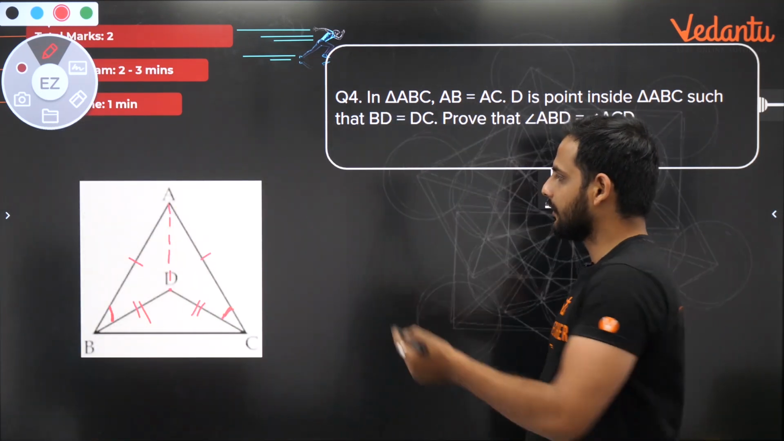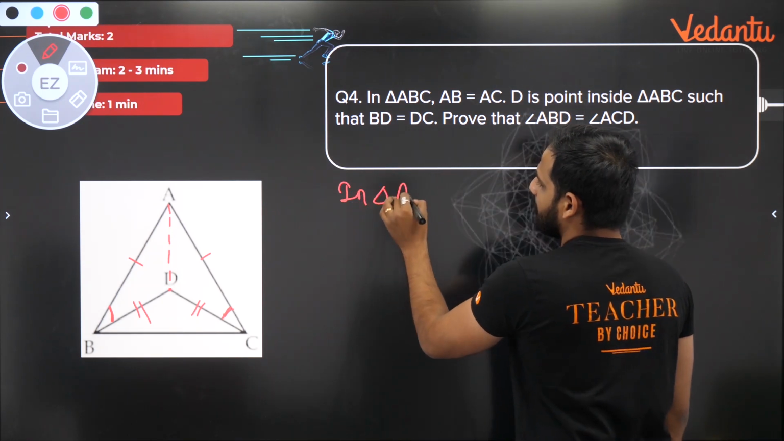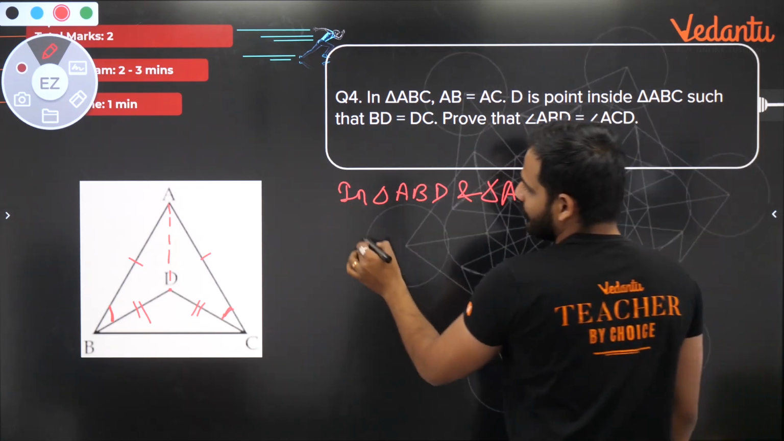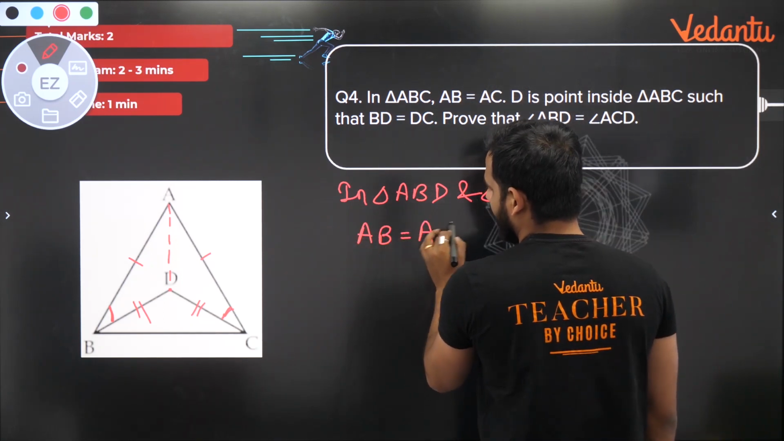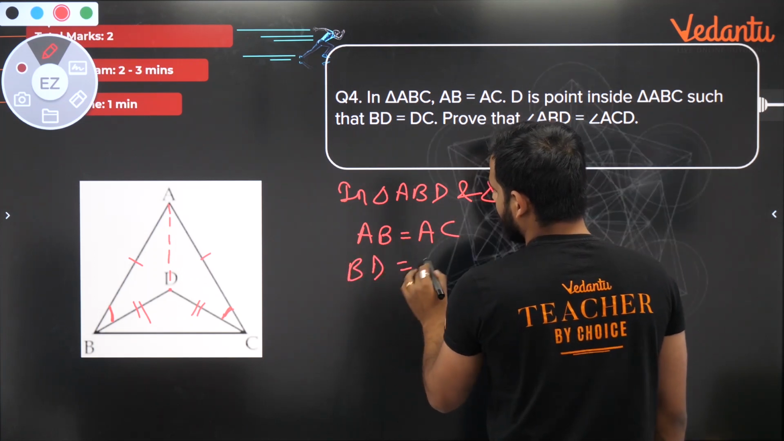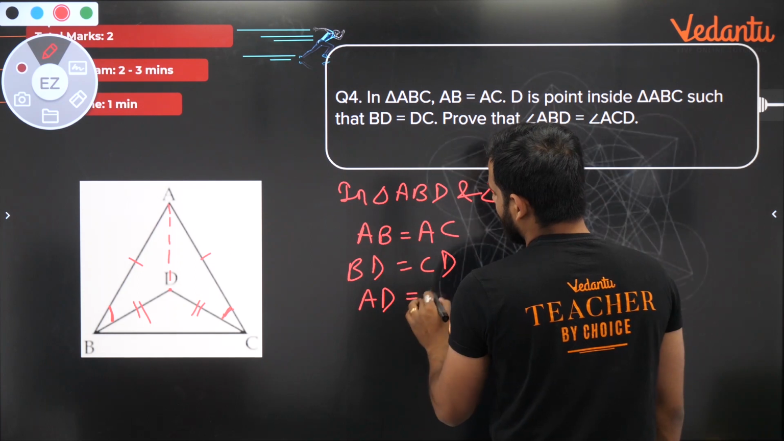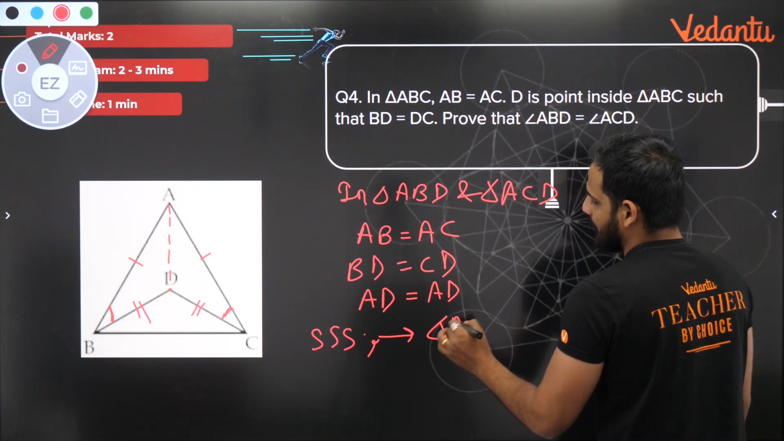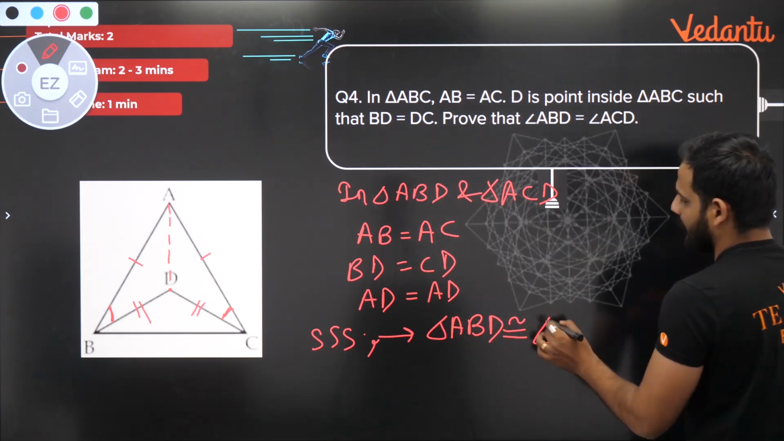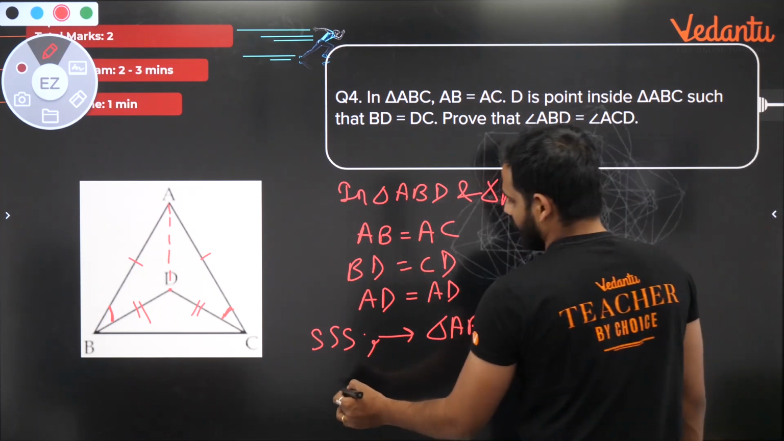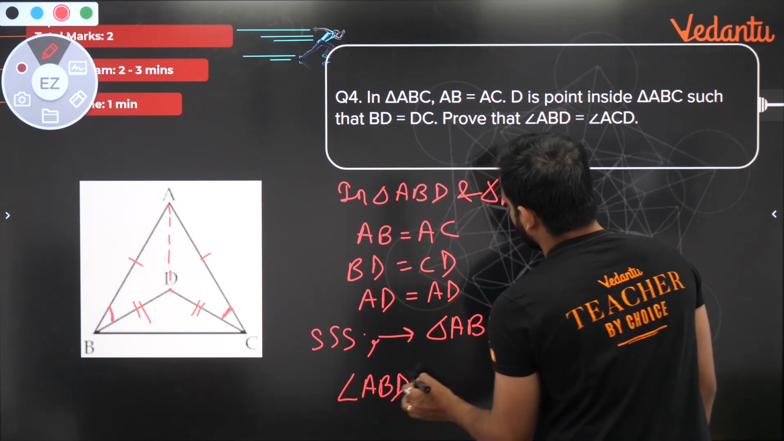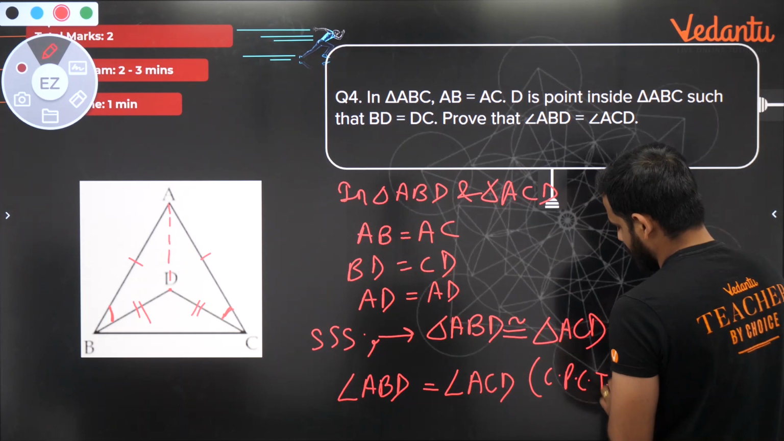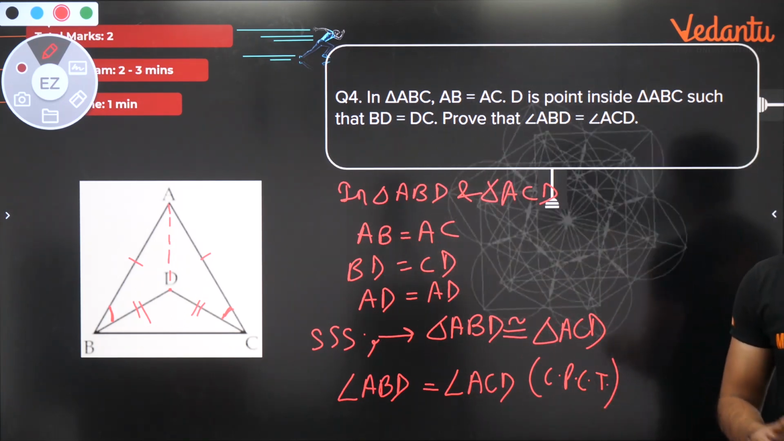If I join A to D, now I can say in triangle ABD and triangle ACD, first, AB is equal to AC, given. BD is equal to CD, given. And AD is equal to AD, common. So by the SSS rule, I can say triangle ABD is congruent to triangle ACD, and then angle ABD will be equal to angle ACD by the CPCT rule. So using the congruency of triangles, you can prove it.